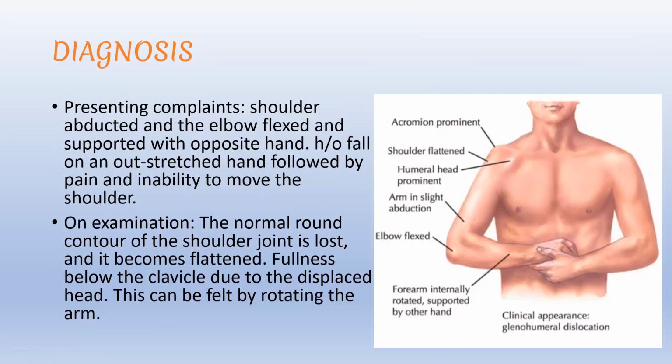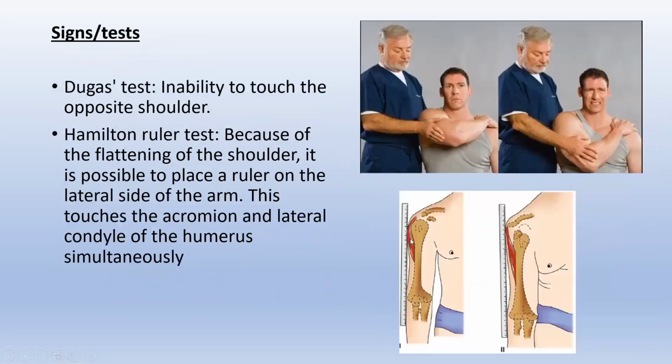On examination, the normal round contour of the shoulder joint is lost. We can see that over here. And it becomes flattened. Fullness below the clavicle due to displaced head. That's what the patient feels, and this can be felt by rotating the arm. When the arm is rotated, the patient feels fullness below the clavicle in the axilla. One more thing is the humeral head is prominent over here. Signs: Duga's test.